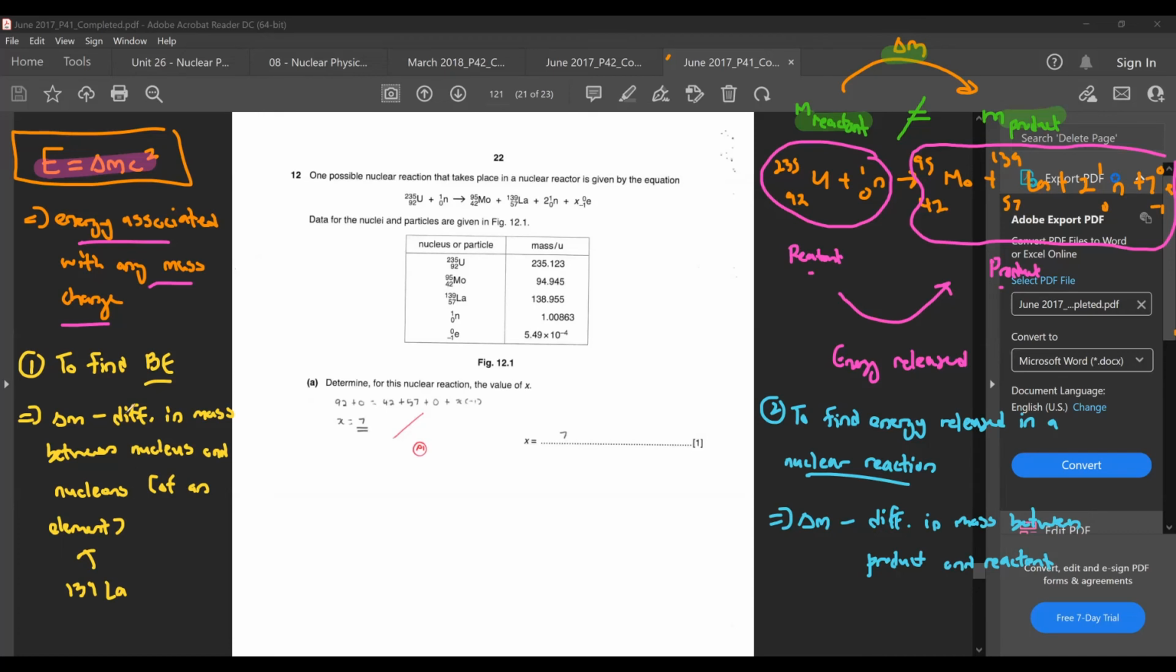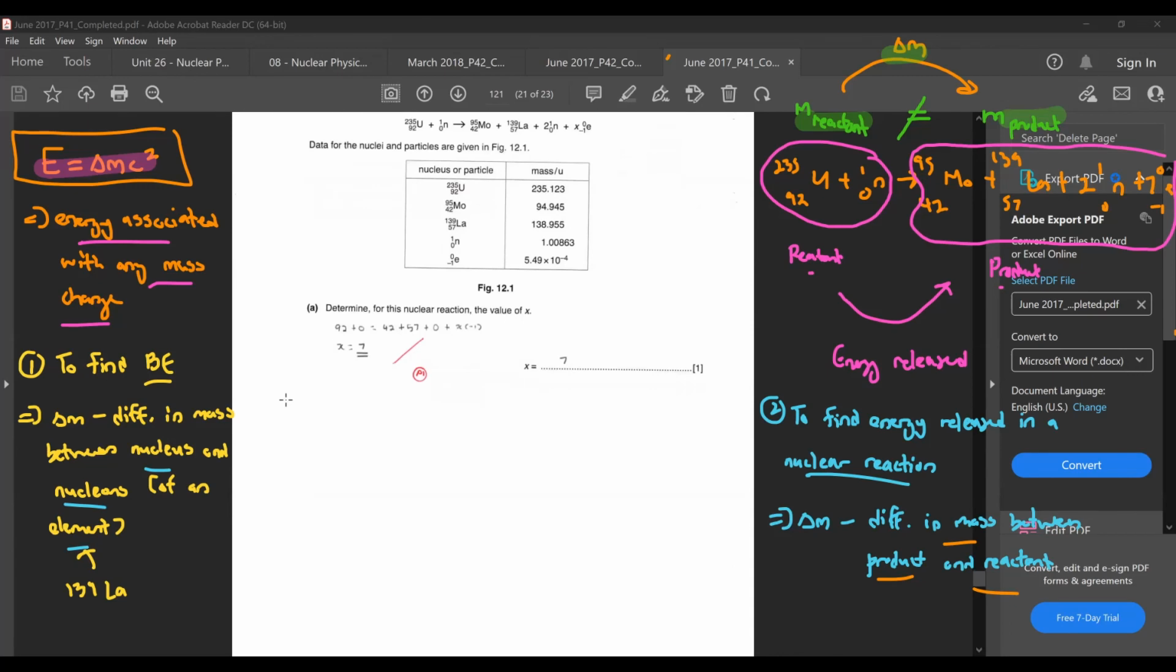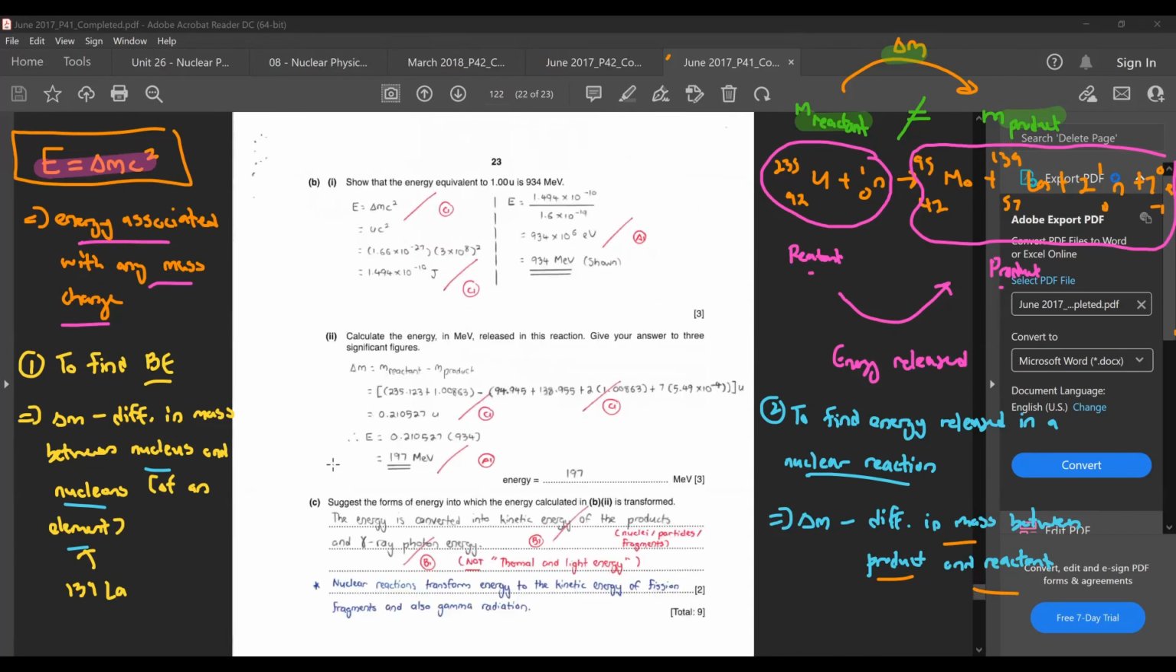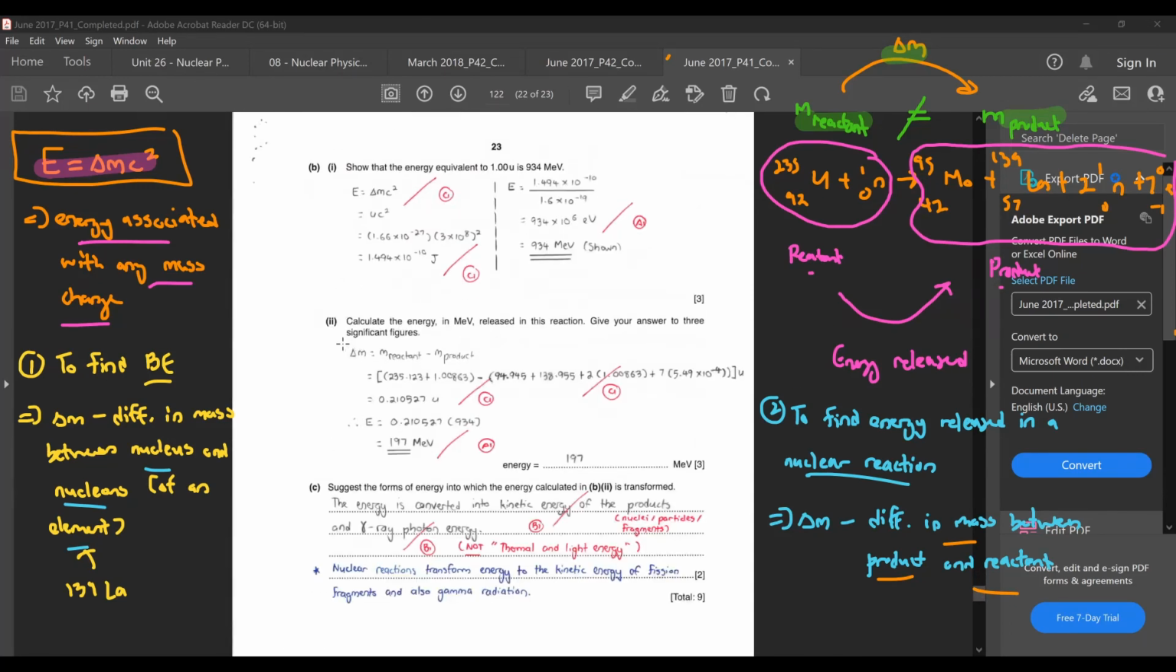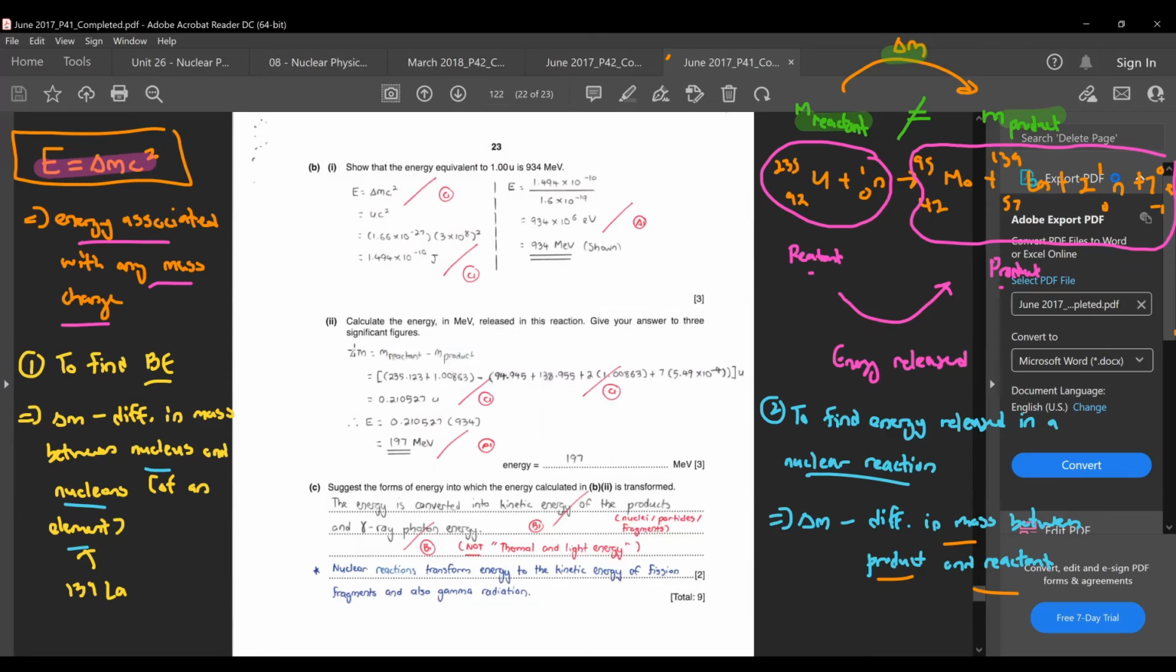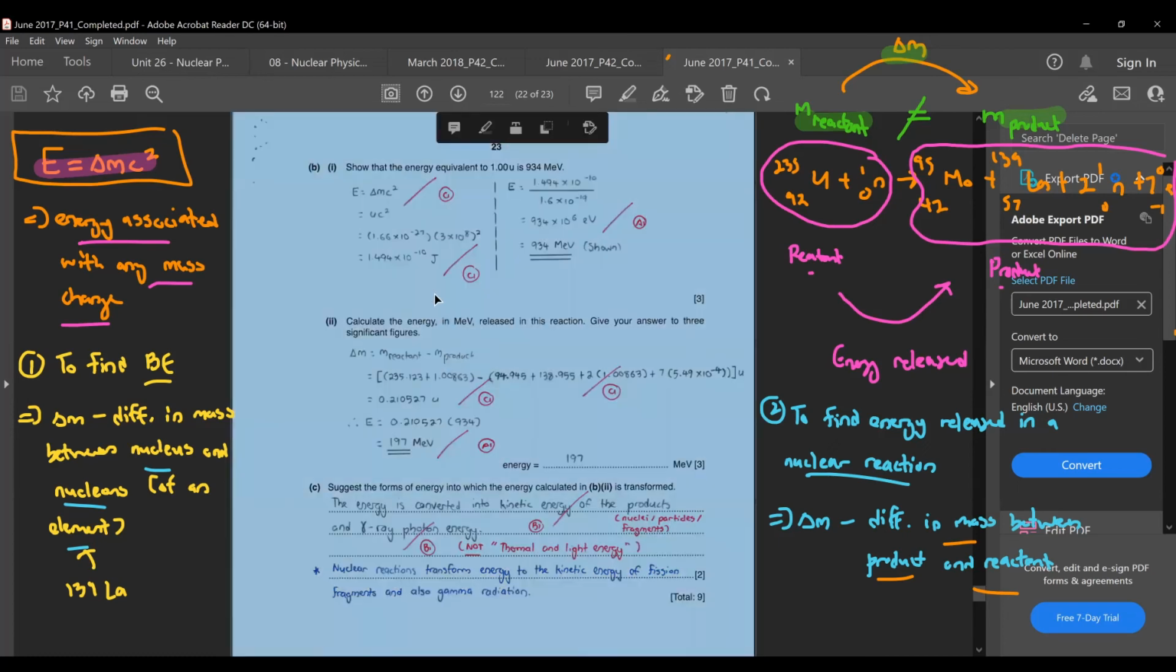If you're talking about BE, it's between nucleus and nucleons of a particular element. But when you're using E equals delta M C squared to find energy release in a nuclear reaction like this one here, you use delta M as the difference in mass between product and reactants. The equation is similar, just that you need to tweak what your mass defect is. That's why here I'm taking the mass of reactant minus mass of product. I'm trying to find the difference in the mass.